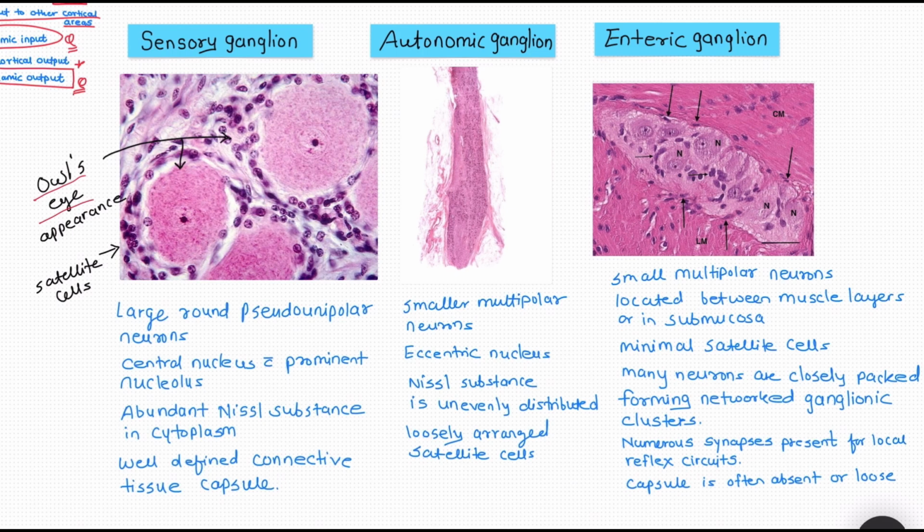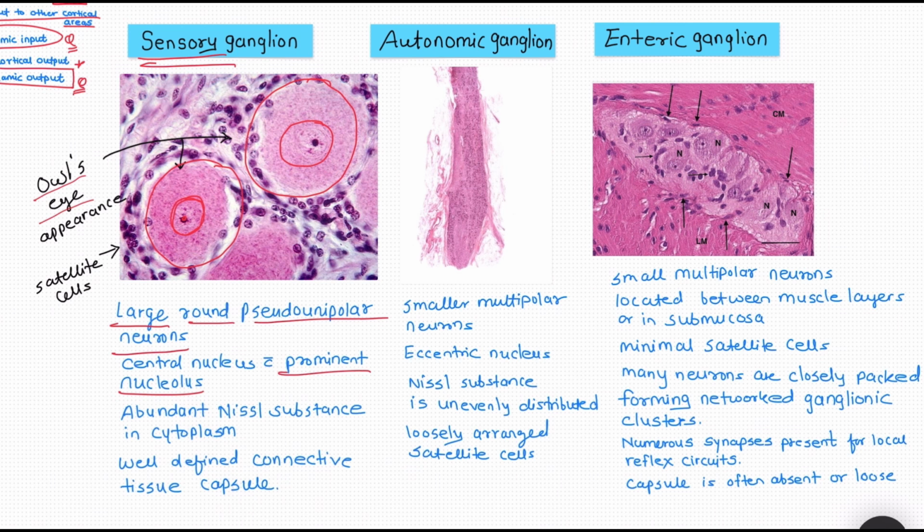Now let's see some histology diagrams of sensory ganglion, autonomic ganglion, and enteric ganglion. So the sensory ganglion looks like this. You can see this. It appears like an owl's eye. Okay, it is also known as owl's eye appearance, and there are satellite cells. It has large, round, pseudo-unipolar neurons. Then there is a central nucleus with a prominent nucleolus. So this one is the central nucleus. Okay. And there is a prominent nucleolus.